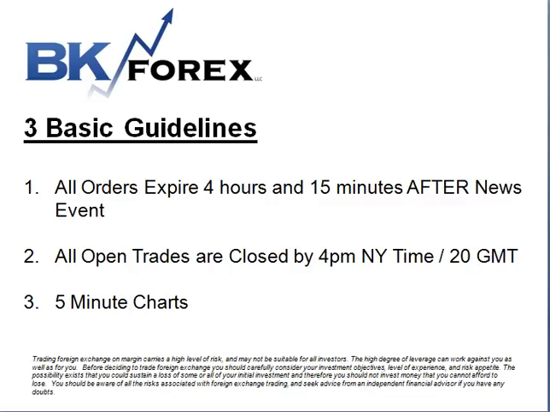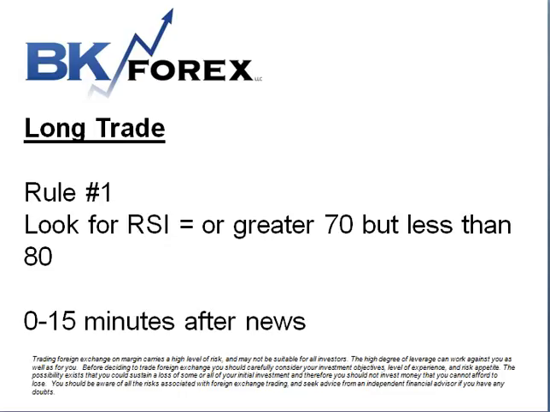And all of the Ajax setups are traded on 5-minute charts. So basic guidelines: orders expire 4 hours 15 minutes after the news event. All trades close by 4 p.m. New York time. We're using 5-minute charts for the setup. So we're going to start by looking at a long trade. The first rule of the long trade, and before I go into this, the Ajax indicator simply involves the price chart and the RSI.